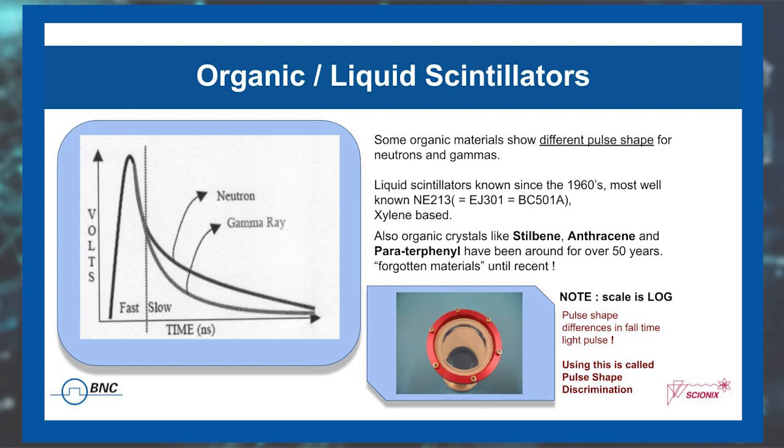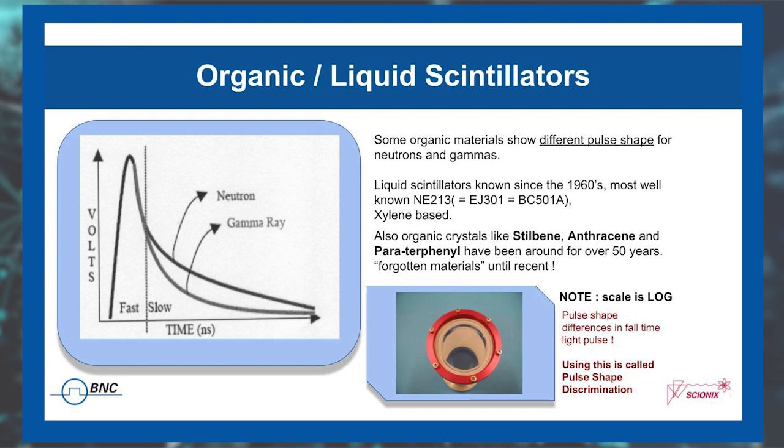With a light flash, you should see that when there's one neutron absorbed, there's a number of photons emitted. The intensity rises up and then slowly falls down. These times are in the order of nanoseconds, tens of nanoseconds. But the shape is definitely different for a gamma than for a neutron for many materials, many liquid scintillators.